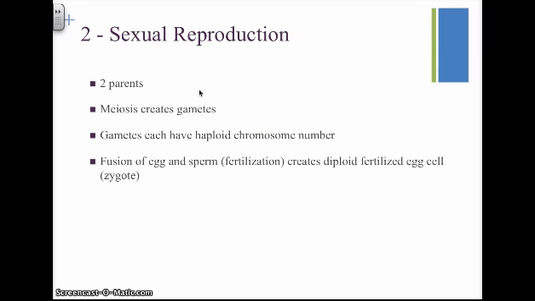In sexual reproduction, there are two parents. Also, meiosis is the process that creates gametes. Remember, gametes are the sex cells, which include both egg and sperm. Gametes each have a haploid chromosome number, which means they have one set, and when combined, the egg and sperm together after fertilization create a diploid fertilized egg cell, which we call a zygote.